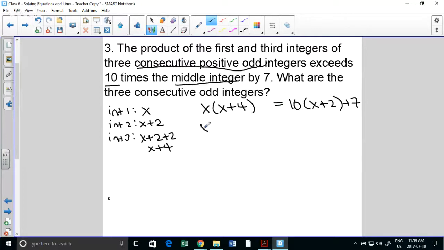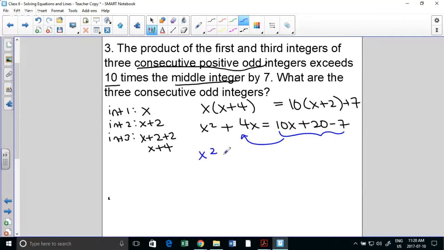I manipulate this equation, so I bring the x in. And now I need to put everything onto one side. Four minus 10 gives me negative 6. This is 27 over here, so it's going to be negative 27 on this side.